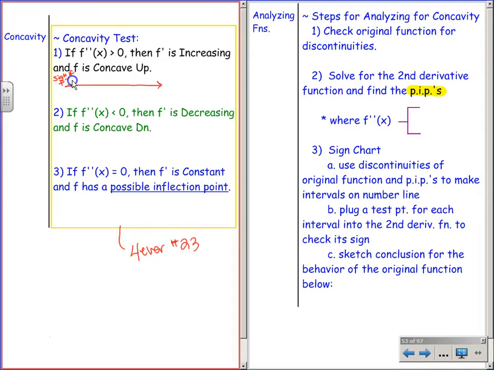Let me try to make it a little bit more precise. Sign of f double prime, what it tells us about f prime and what it tells us about f. So our number line just got a little bit longer, a little bit more involved, because now we're looking at the second derivative. If the second derivative is positive, concave up. What that means is f prime is increasing, because it's only one derivative away from f prime, but it's two derivatives away from f.